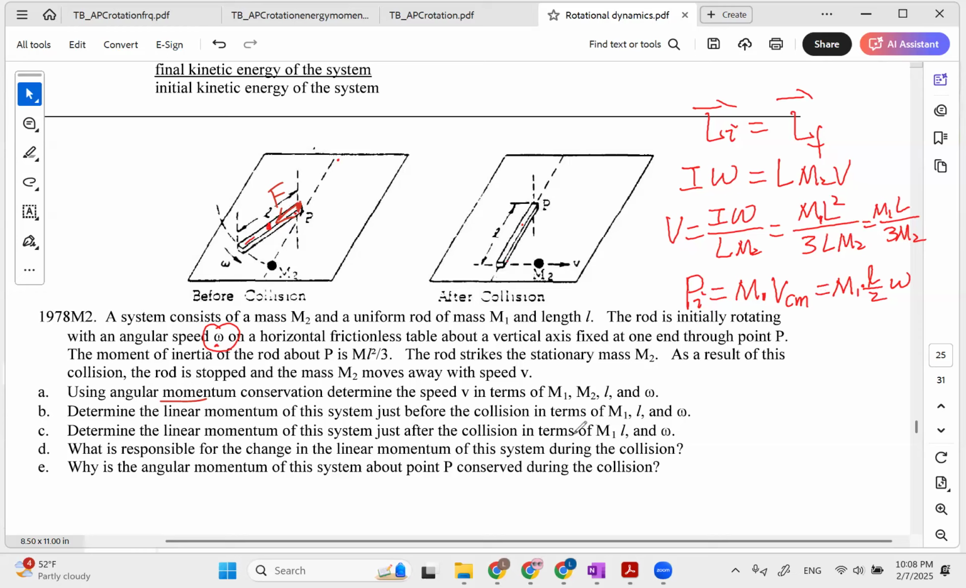Now, can you find the linear momentum of the system after the collision? If you already have the velocity, can't you just use that? Yes. So P final will be equal to M2 times V, you get the final, right? So you can see there's a half M1/3 ML omega. So it's a linear momentum. Is the linear momentum conserved?